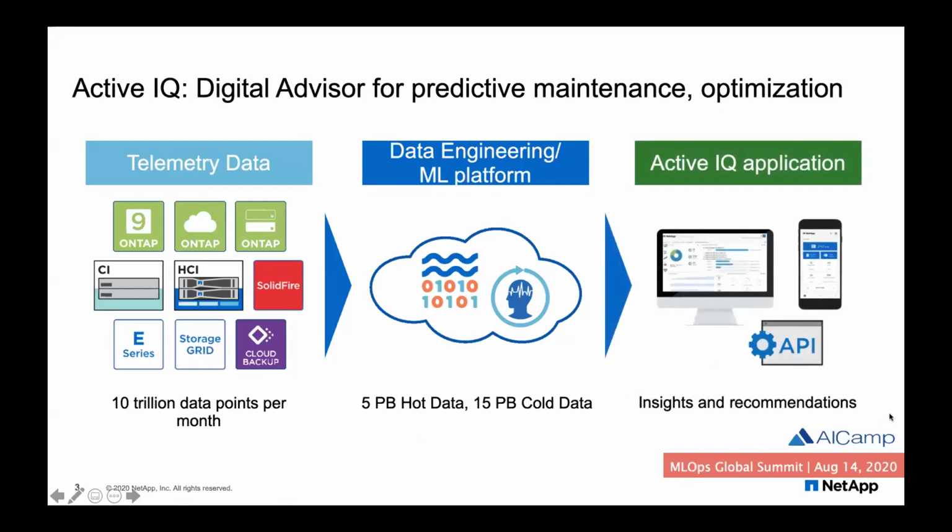So this is the application called Active IQ, which is our digital advisor that helps our customers maintain their storage systems, optimize the performance of it, and so on. And there are 3 flavors of it. You can get it as a web application, mobile application, or increasingly customers just consume the insights as APIs.